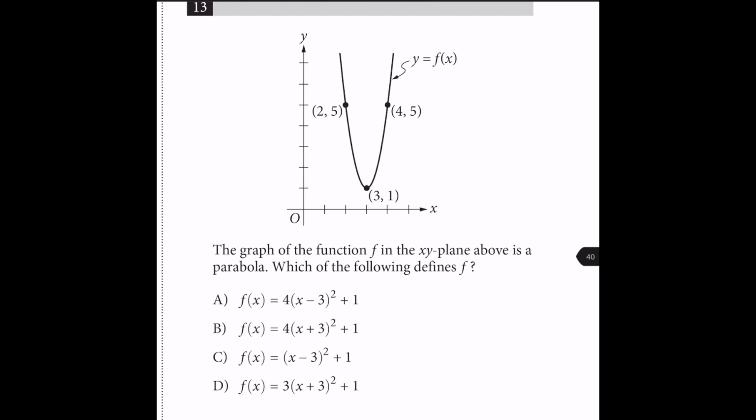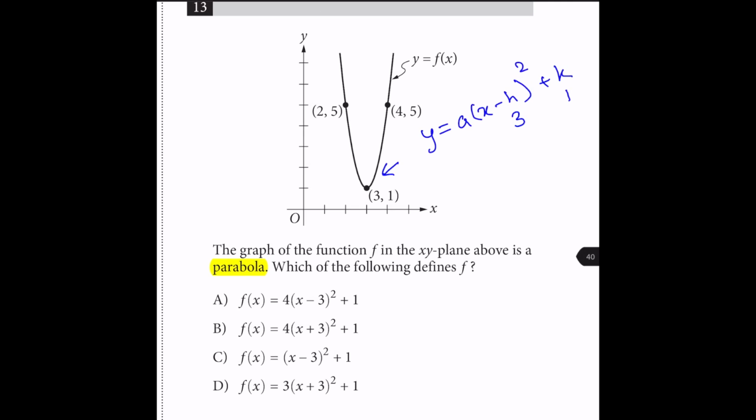In question 13, you have a parabola which has a quadratic equation, and you have to find that equation based on the graph given. We have a vertex and two other points. So for this, you need to remember the vertex form of a parabola, which is y equals a(x minus h) squared plus k, where h and k are the vertex, which is 3 and 1 in this case.